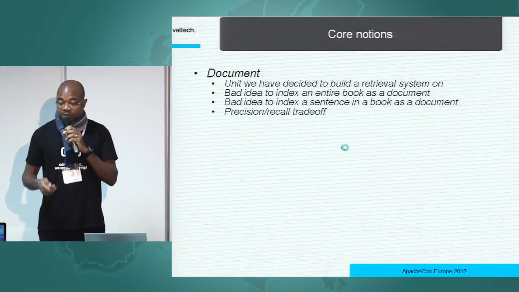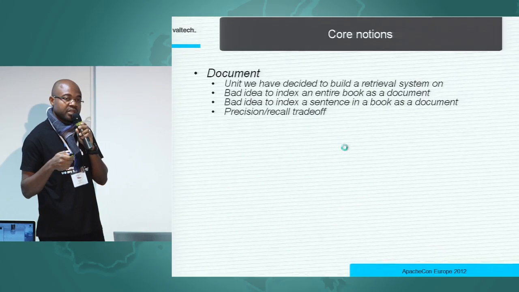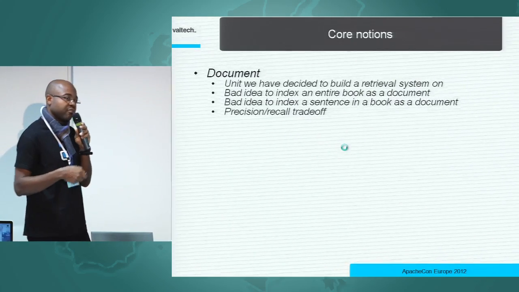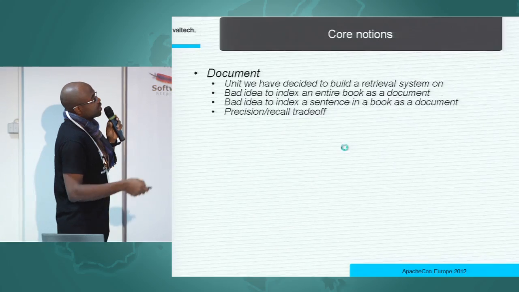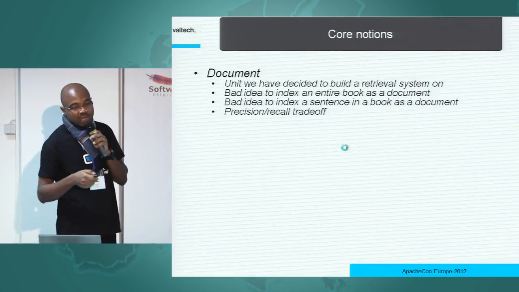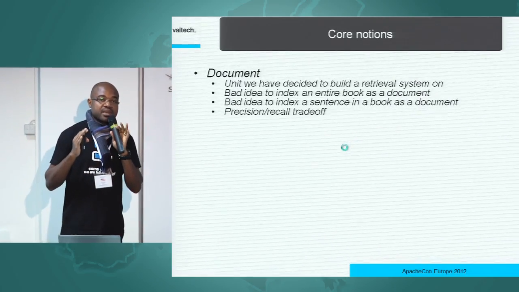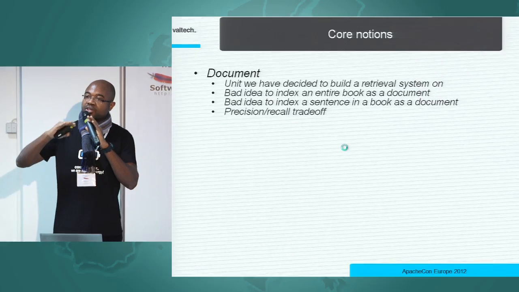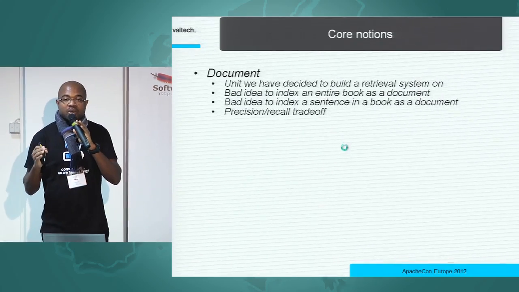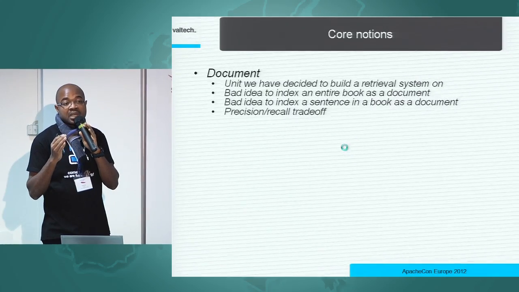So before explaining those models, let's look at some core notions in information retrieval. While you talk to information retrieval people, you will hear them use the word document. That is a unit we have decided to build our retrieval system on. For example, if you decide to build a retrieval system on your intranet documentation, you can say, okay, I represent a document, I take an entire book and represent it as a document.